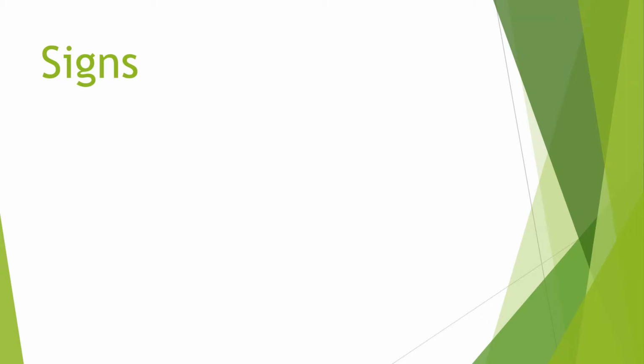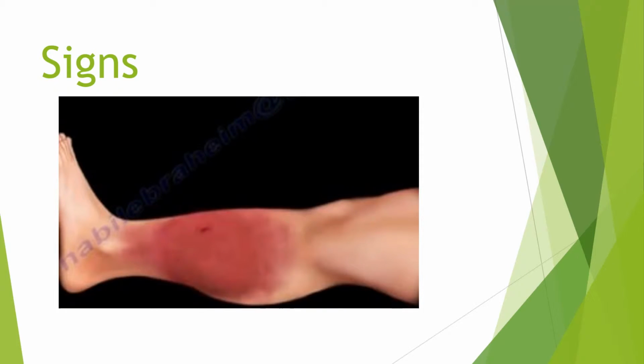The next thing we're going to talk about are the signs of necrotizing fasciitis. One of the first signs of necrotizing fasciitis is going to be swelling and redness. You can see in this photo that this patient has a really swollen leg, and it's really red around that wound, and that just kind of shows the swelling and redness that would occur in the first stages of necrotizing fasciitis.